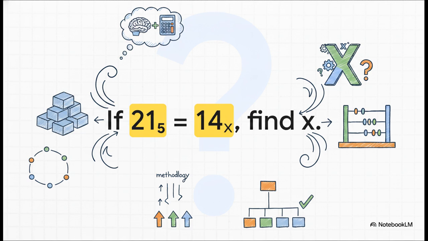Now, I know at first glance, seeing an x as a subscript base can honestly cause a bit of panic, right? Like, how on earth do you solve for a base? Well, take a deep breath. By the end of this explainer, you're going to confidently know the answer and, more importantly, the exact repeatable methodology to get there every single time.